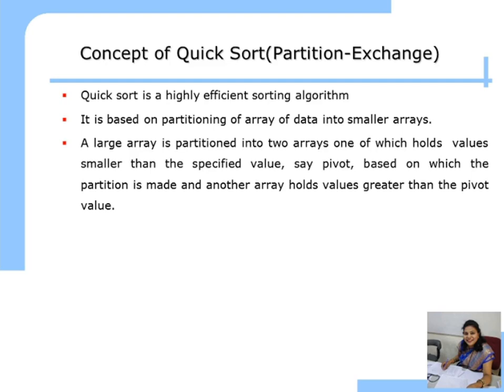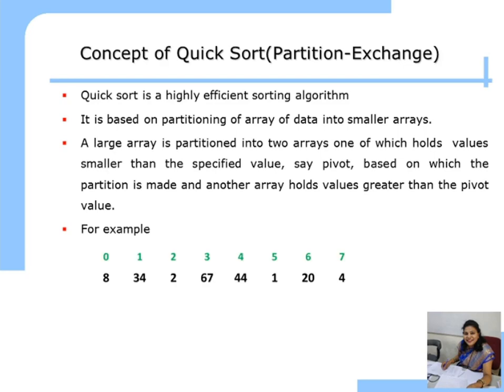It is based on one value, say a pivot. At the end of each pass we finalize the location of the pivot element and divide the array into two parts. In the first part, all the elements present are less than the pivot element, and the second array contains all the elements that are greater than the pivot element.